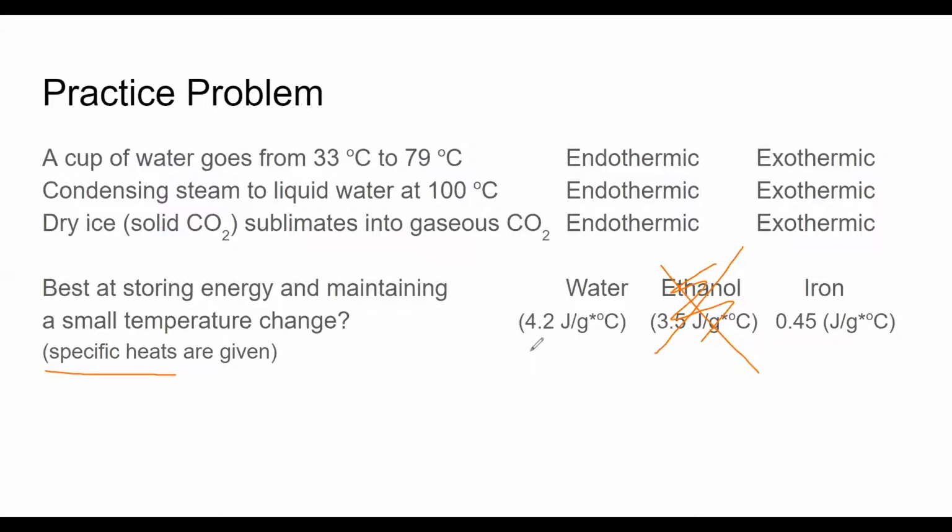So if you look at water, it requires 4.2 joules per degree Celsius, or 4.2 joules to raise 1 gram of water by 1 degree Celsius. But iron requires 0.45 joules to raise 1 gram of iron by 1 degree Celsius. So you're going to have to add a bunch of energy to change the temperature of water by like 1 degree. If we added the same amount to iron, it would be super, super high.